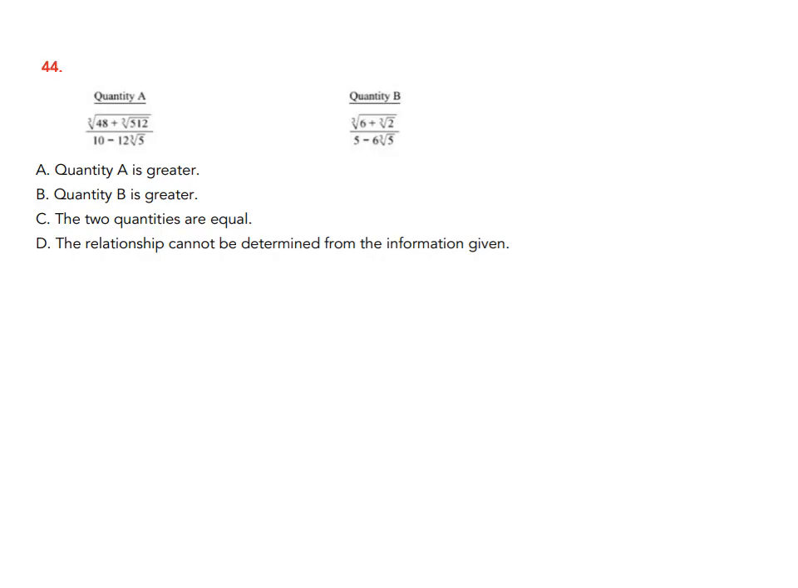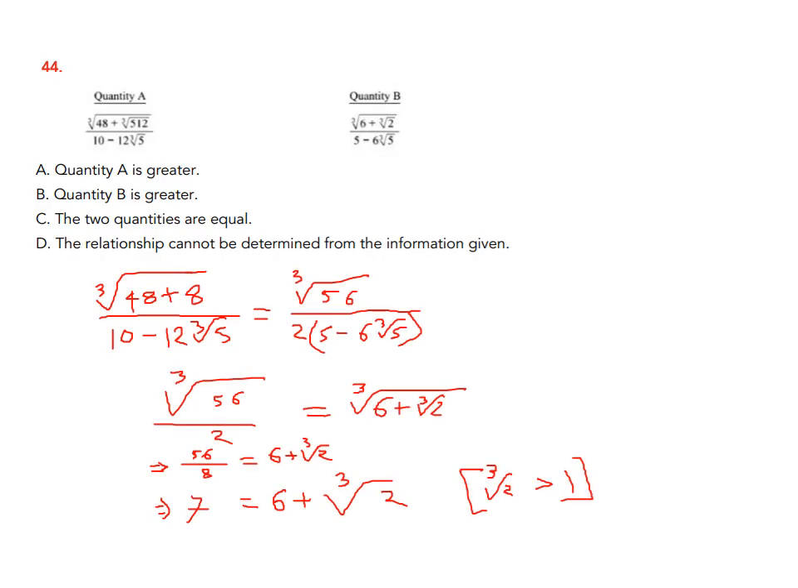In this question as well, we are given two fractions. So let us solve the first one and also the second one. So what is the cube root of 512? It's 8. So 48 plus 8 cube root, we get cube root of 56. Now in case of the denominator, you can take 2 as a common term. So 2 will be outside of the parentheses and 5 minus 6 cube root 5.